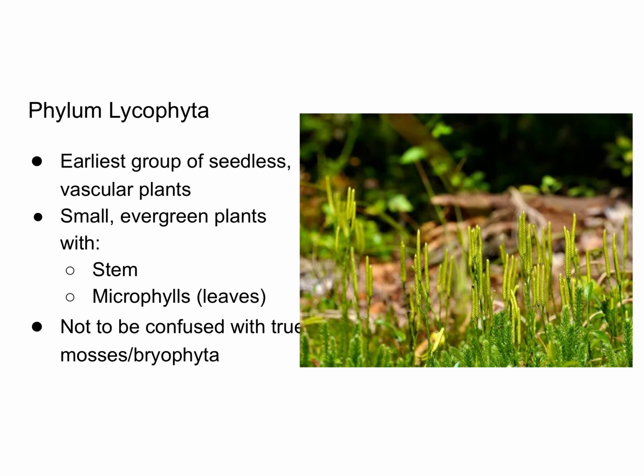So first let's take a look at phylum Lycophyta. The vascular seedless plants in phylum Lycophyta represent the earliest group of seedless vascular plants that exist. They are small evergreen plants with a stem and microphylls. And remember that a microphyll is a small leaf that has a single vein running through it.